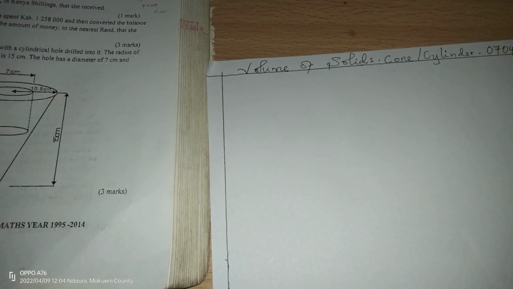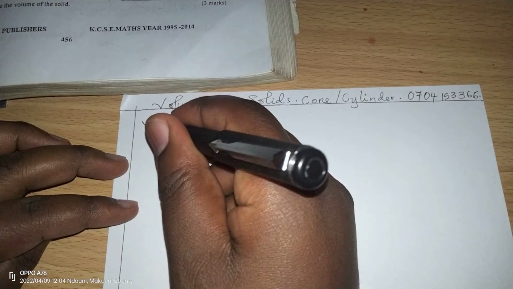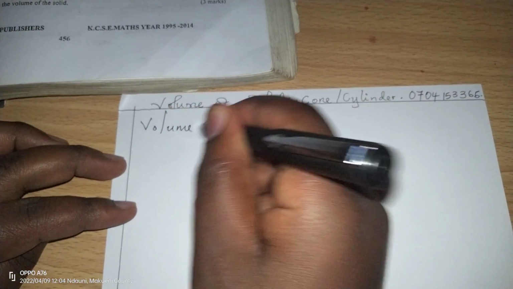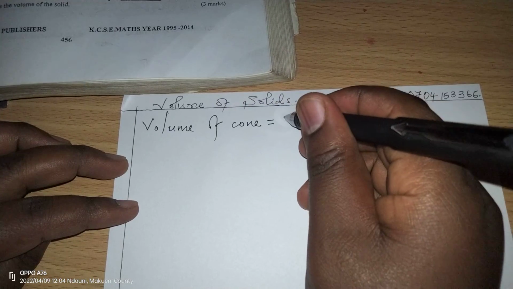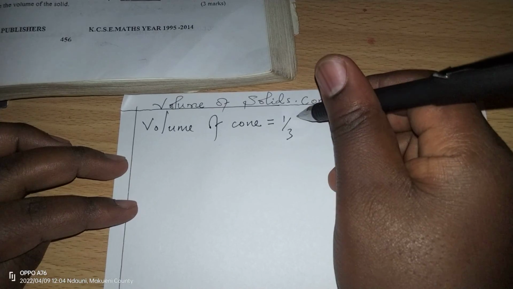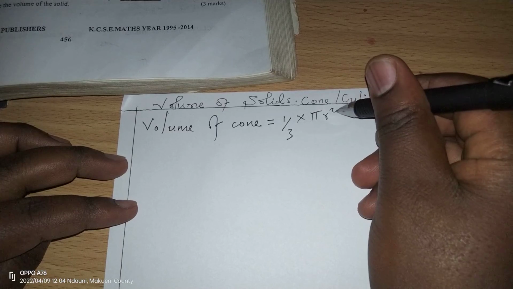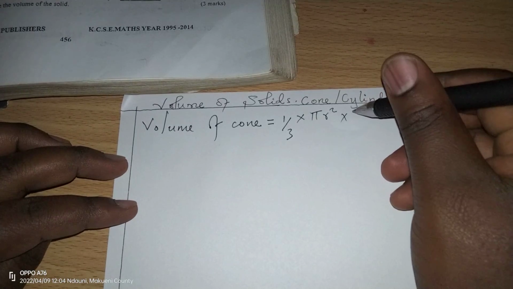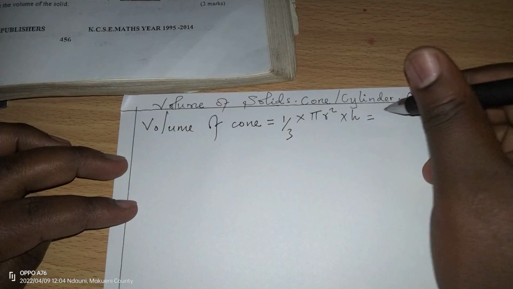Therefore, we can look at the volume of the cone. So we are going to use a third of the base area. The base area of a cone is circular. Therefore, we use pi r squared times the height of the cone. So we can now substitute a third.